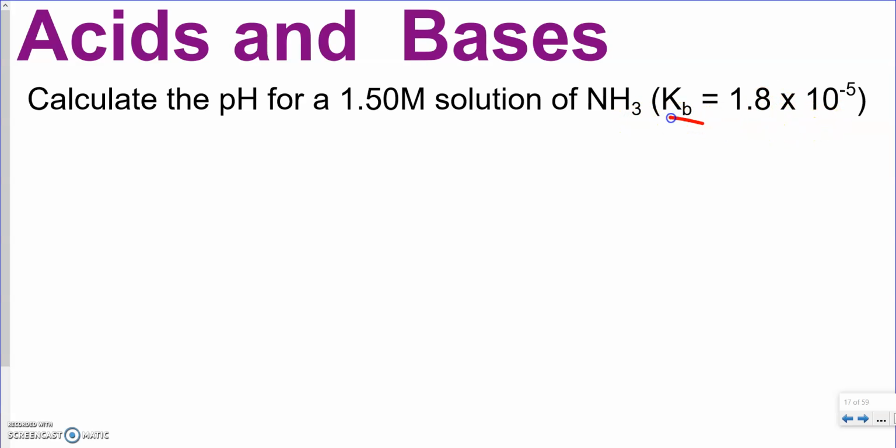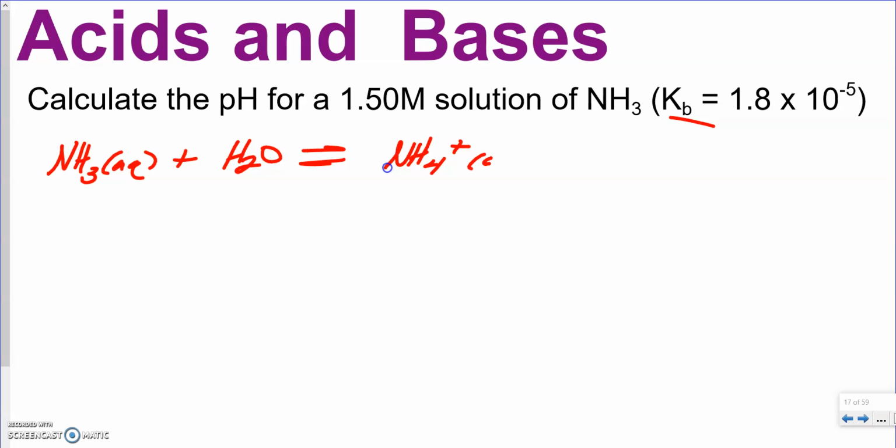So first off, recognize that this is Kb. What does that mean? It means we're dealing with, first off, a weak substance. Second off, that weak substance is acting like a base. And ammonia always acts like a base. So we have NH3, which is aqueous, and we can go back through and write our states of matter. Sorry about that. Aqueous. Plus H2O. And because it's acting like a base, what is it going to do? It's going to steal a hydrogen, forming NH4 plus, which is aqueous, and hydroxide, which is also aqueous.